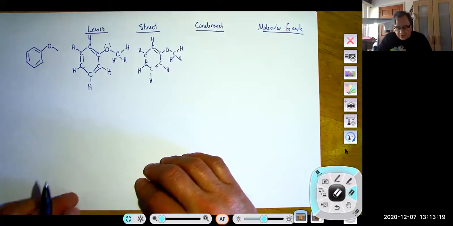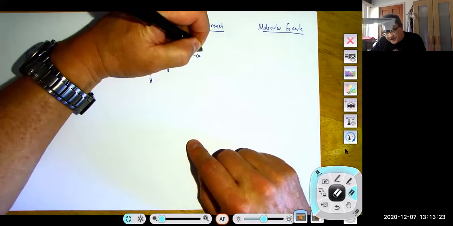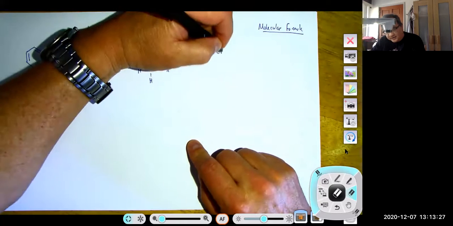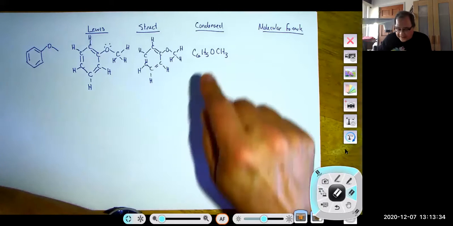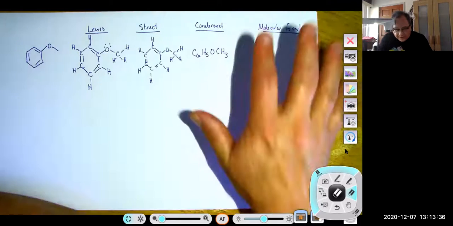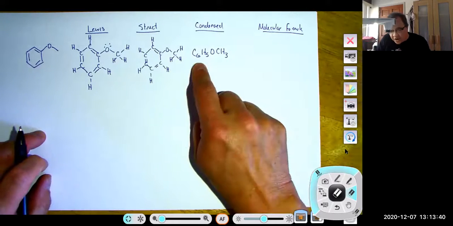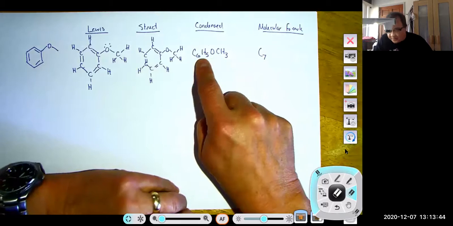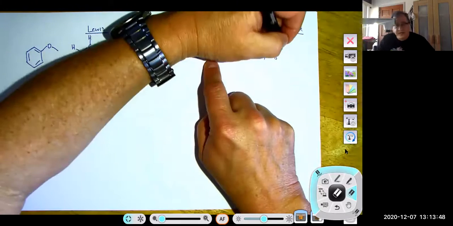Okay, so let's look at the condensed: C6H5OCH3. Now you can see that when you're looking at these, what's probably the easiest one to get the molecular formula? It's this guy here. 6 carbons plus 1, 7 carbons, 5 hydrogens plus 3, 8 hydrogens, 1 oxygen. Any questions there?